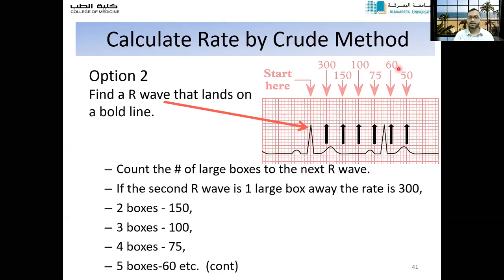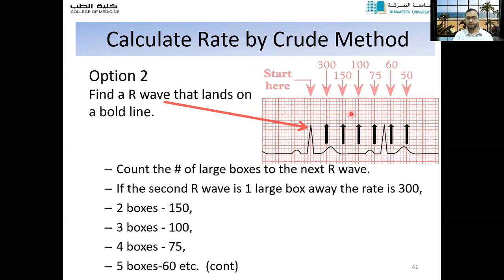You can easily take a snapshot of this picture, not on your mobile, but in your mind, and then you can use it. But somebody may ask me: if the second R wave is somewhere in between, not exactly falling on the darker line, say for example here, what will be the heart rate? You can predict by the crude method.